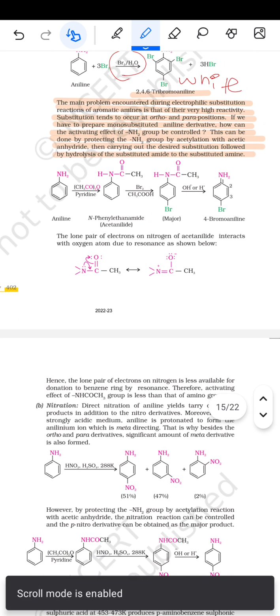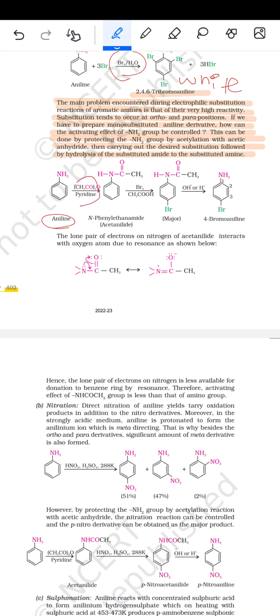इसके बाद फिर आता है कि एनिलीन हो गया, फिर CH3CO2O और पिरिडीन हो गया. NH2 है तो यहाँ पर N फिनाइल इथेनामाइड जिसको कहते हैं एसिटानिलाइड बन गया. फिर Br2, CH3COOH तो ये मेजर ये बन जाता है. फिर OH माइनस और H प्लस तो 4 ब्रोमो एनिलीन बन जाता है.